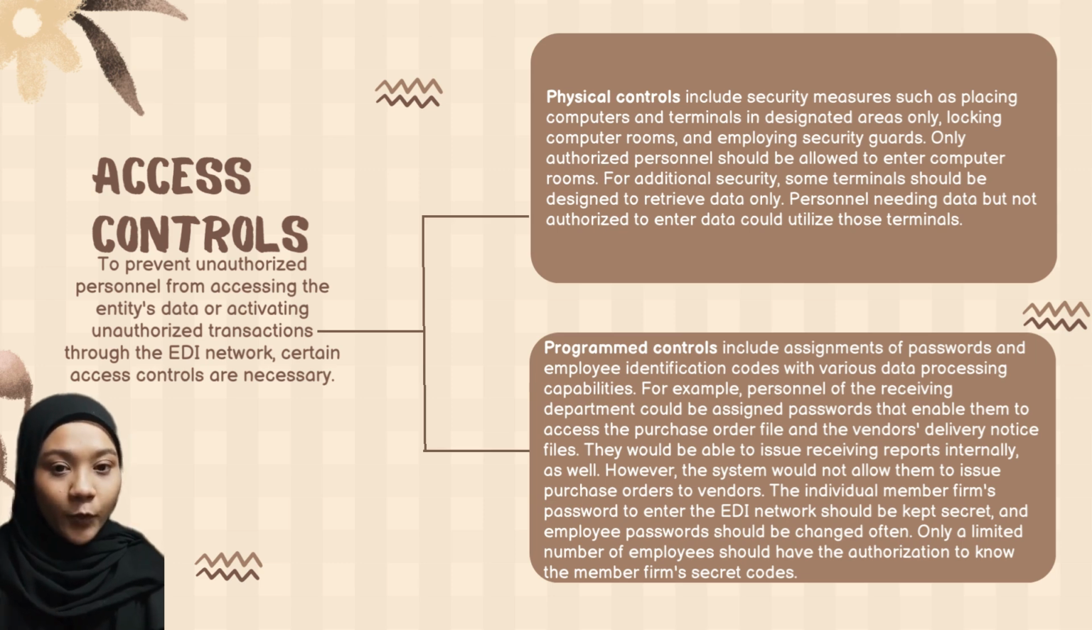The second one is program control. Program control includes assignment of passwords and employee identification codes with various data processing capabilities. For example, personnel of the department could be assigned passwords that enable them to access the purchase order file and the vendor delivery notify. They will be able to issue receiving reports internally as well. However, the system would not allow them to issue purchase orders to vendors.